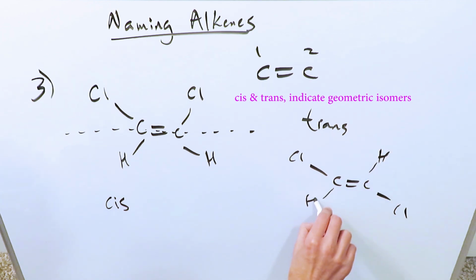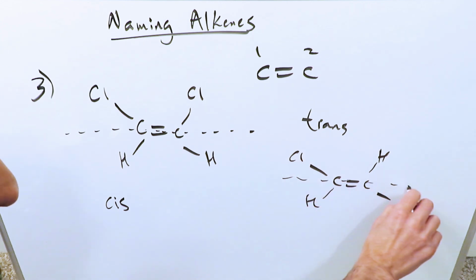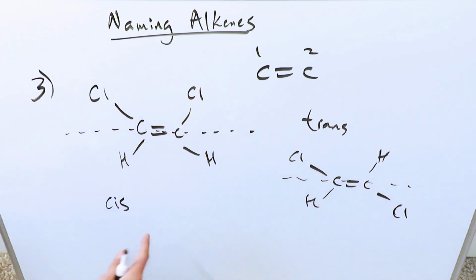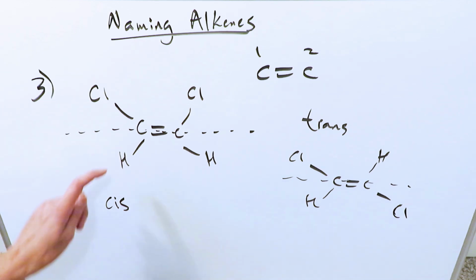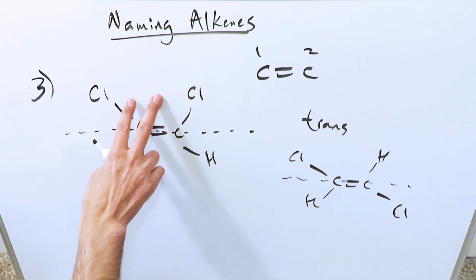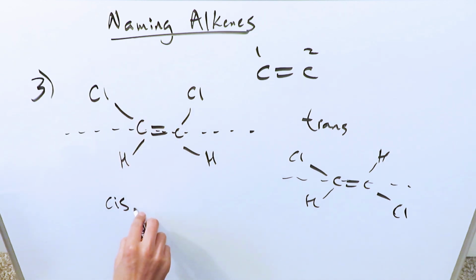Here you have a trans. The chlorines are on opposite sides of this imaginary plane, so they're trans. Here the chlorines are on the same side, so it's a cis. And then we have a 2-carbon compound, which is an ethane, but it's a double bond, so it's an ethene, and it's a cis. We'll say cis, but what is a cis with regards to chlorine?